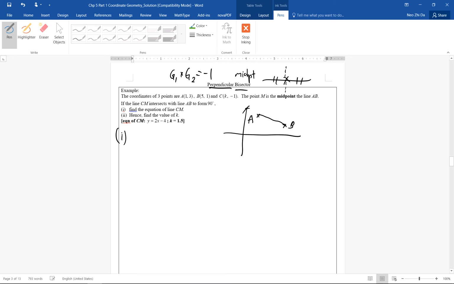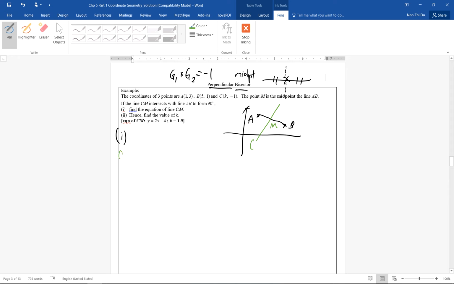They say M is the midpoint, and when CM cuts AB, it forms 90 degrees. So I think C should be about here. And this point over here is your M. Okay, so this is the diagram. We can see that M is a point that lies on CM. So can we find M?